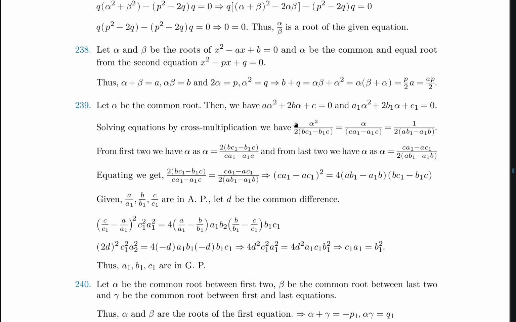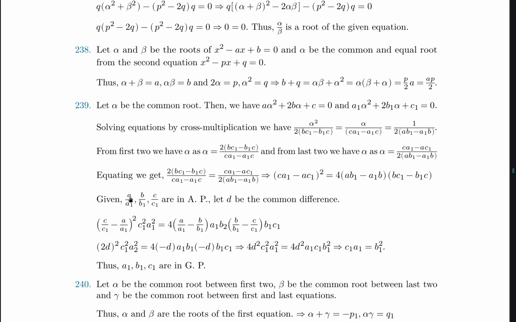So from this equation, we compare the first two sets. We get the value of alpha as this and the value of alpha as this. If you take these two, alpha will come here, this will go there. And from these two, alpha will remain here, this will go there. So there are two values we obtain, and then we equate, and we get this equation: (ca1 minus ac1) whole square is equal to 4 into (ab1 minus a1b) into (bc1 minus b1c).